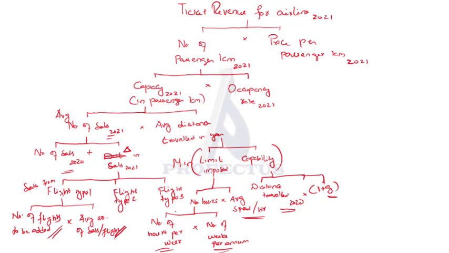Now comes occupancy rate. So I am assuming you would have already got the drift of the technique. The technique is you work backwards and you get the idea. But in any case, because I started with this, I'll end it. Now, let's look at occupancy rate for 2021.